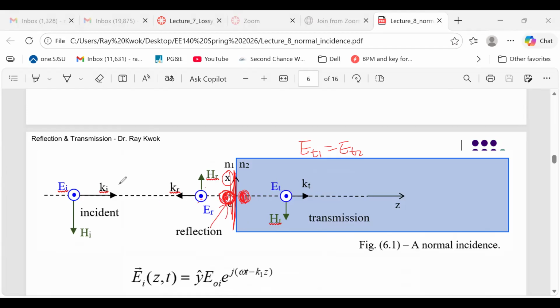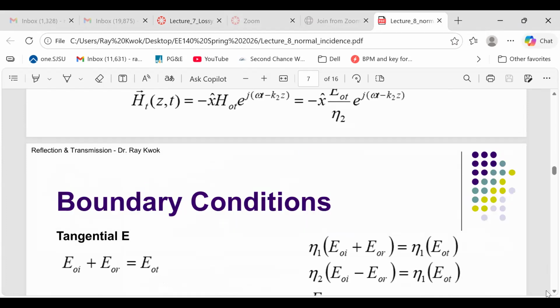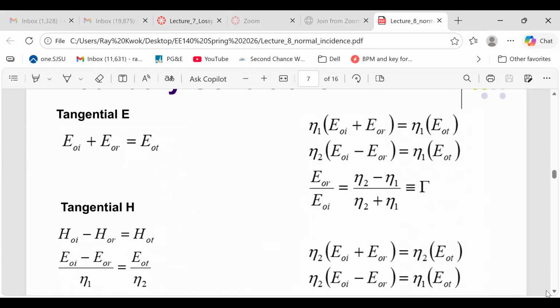Well, I have two. One is the incident, and then one is the reflection, right? At this location, they add up. So EI and ER at R equal to 0 will add up on this side, and ET when R is 0 will be on this side, and they must be the same. Right? That's the first boundary condition. Say yes. You heard about boundary conditions before.